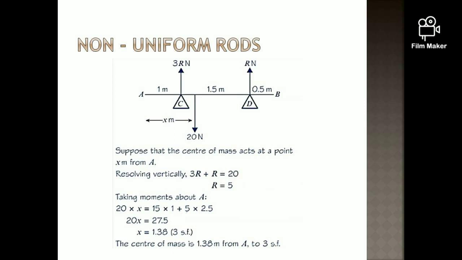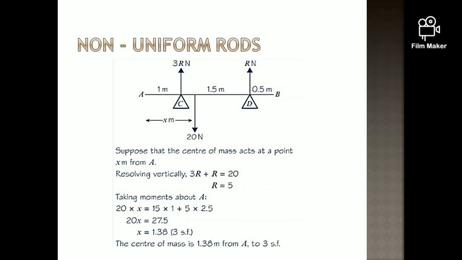Okay children, initially we will try to mark the reactions. Reaction at D is R and reaction at C is 3R as mentioned in the question. And the center of gravity, we don't know the length, therefore I'll mark the length from A to the center of gravity as x. So the weight 20 newtons acts over here. Then the facts are given. The length from A to C is 1 meter and B to D is 0.5 meters. So therefore the intermediate length should be 1.5 meters, since the total length of the rod is 4 meters, right?